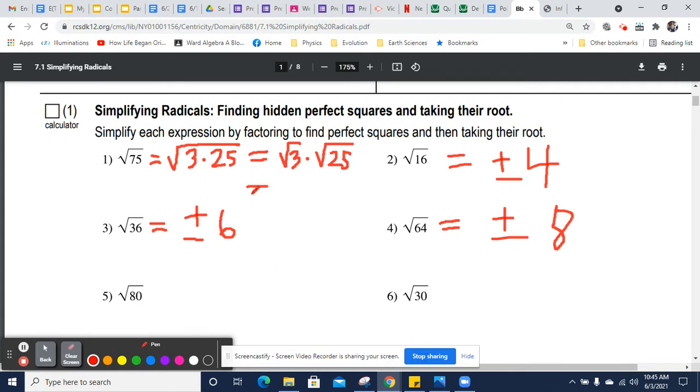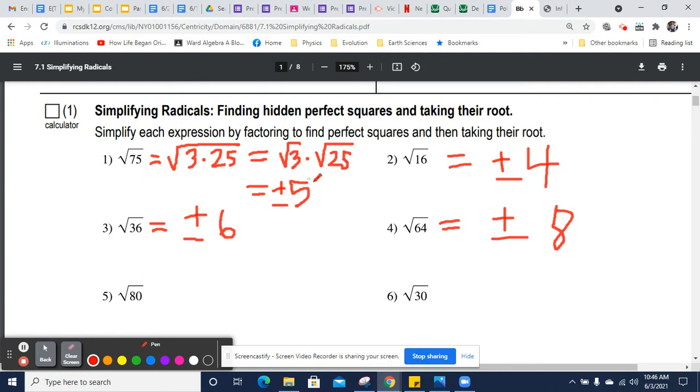And then I can get the square root of 25. That's going to be 5 or negative 5. So I'm going to write it as plus or minus 5. If you're typing, you just do plus slash minus on the keyboard. So the square root of 25 is plus or minus 5, because 5 times 5 is 25, and negative 5 times negative 5 is 25.